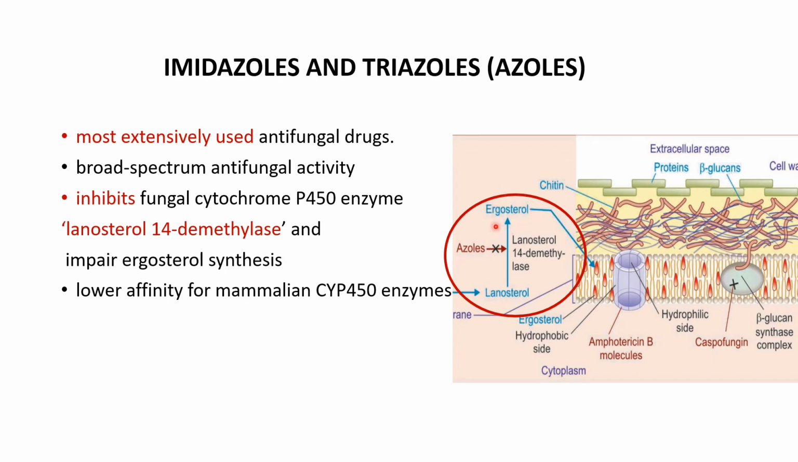We all know ergosterol is an important constituent of the fungal cell membrane. So it interferes with the synthesis of ergosterol. This lanosterol 14-demethylase is a type of fungal cytochrome P450 enzyme, but this group of drugs is highly selective. It has very low affinity for mammalian enzymes. Mammalian CYP enzymes are not much affected, and hence the toxicity is also very low.